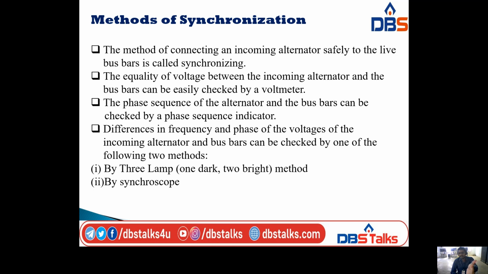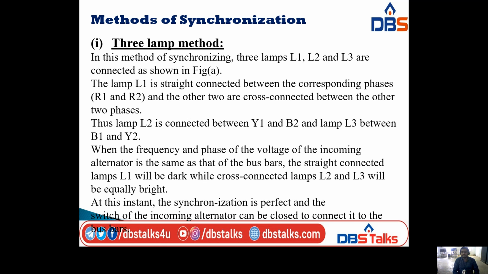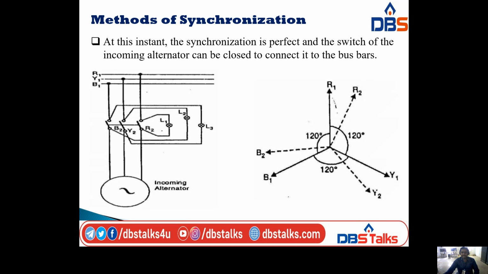I already discussed the first one, that is the 3-lamp method, in the previous concept on synchronization in alternators, and here also I am explaining the same thing. The first one is the 3-lamp method. In this method of synchronizing, 3 lamps, namely L1, L2 and L3, are connected as shown in the figure. So this is the first diagram.